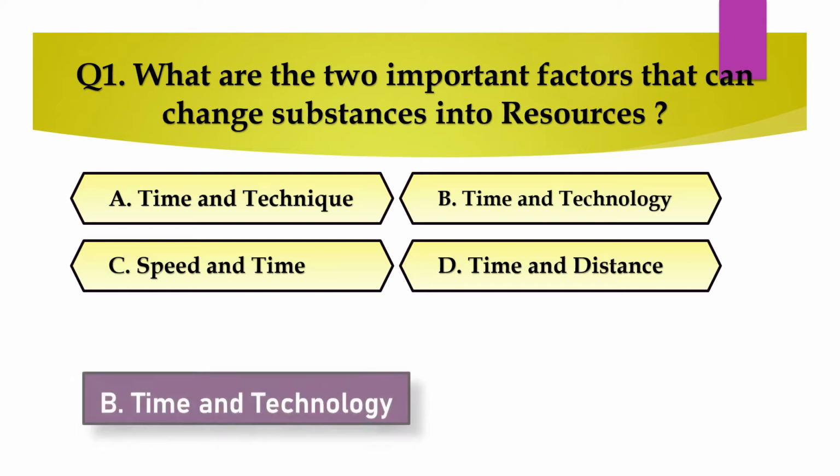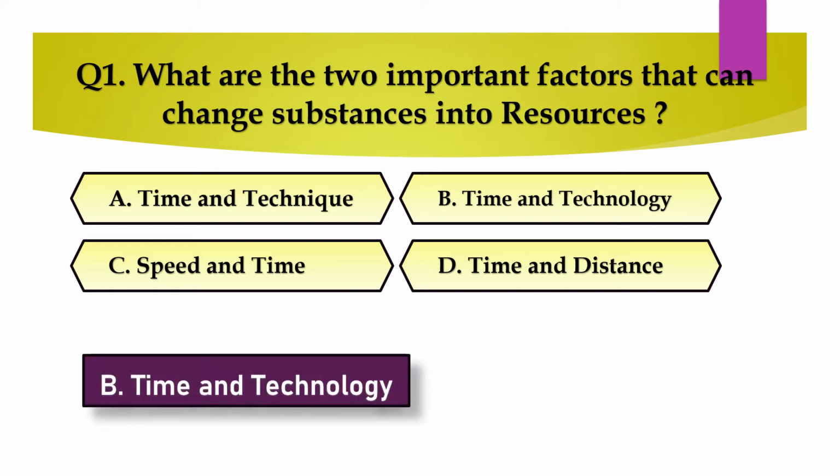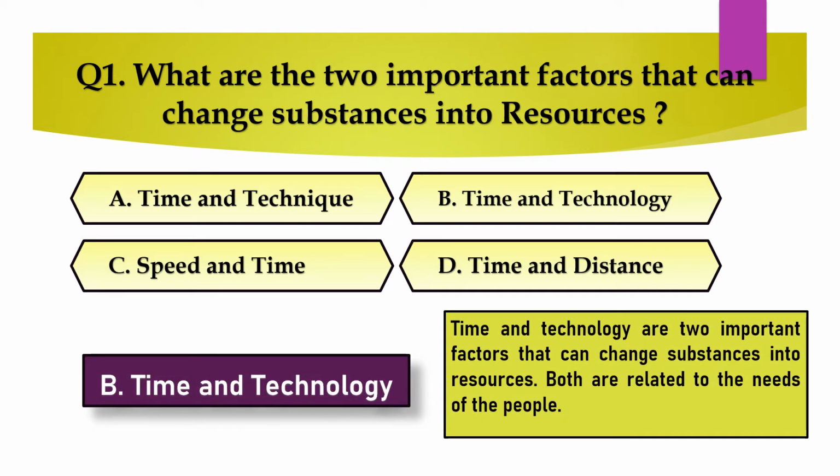The answer is B. Time and technology. Time and technology are two important factors that can change substances into resources. Both are related to the needs of the people.